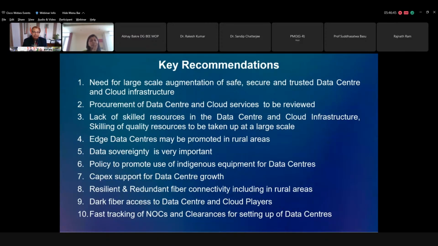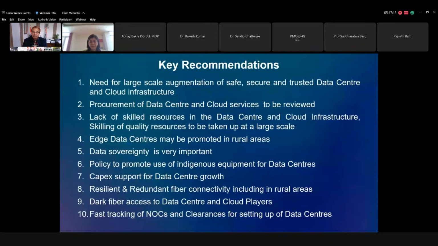Then procurement of data center and cloud services by government departments, both at the central and state level, needs to be really looked into, to ensure that they are supporting the growth of data centers and cloud services in India. Then lack of skilled resources was another area where the panel mentioned that this requires to be urgently enhanced, and we need to focus on skilling.